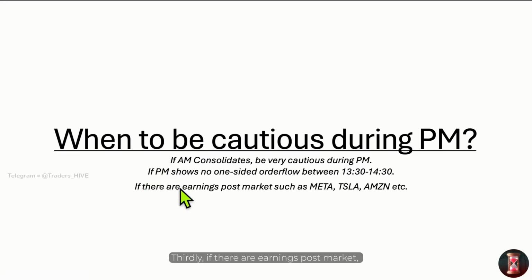Thirdly, if there are earnings post-market, such as Meta earnings, Tesla earnings, Amazon earnings, etc. When there are earnings post-market of big companies, you can anticipate that they're likely going to chop around in advance of them to engineer liquidity. Just like any other high-impact news driver gets basically put in that consolidation profile before the release of the news.